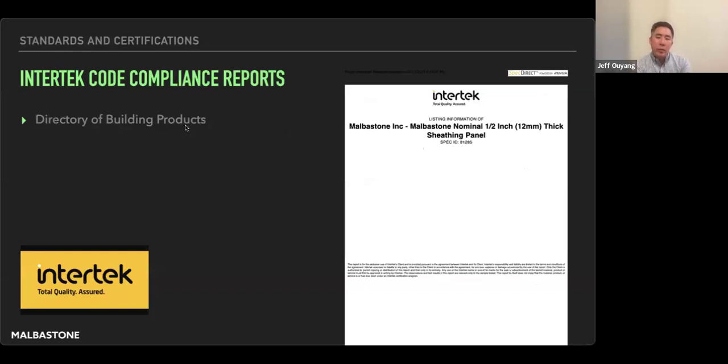Since almost all of the magnesium oxide is still produced in China, some people are concerned about the supply chain. Well, we've chosen to partner with Intertek, which is one of the largest quality assurance firms in the world, with boots on the ground basically everywhere in the world. They've been issuing code compliance research reports, and they also have a building products directory that's accessible online that you can see, and it goes deep into the details of the quality process, which we can discuss afterwards in the Q&A too.